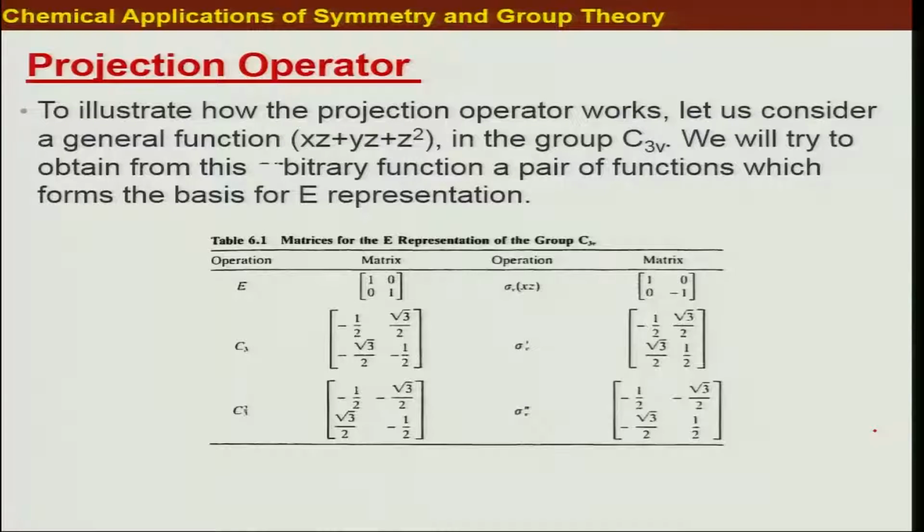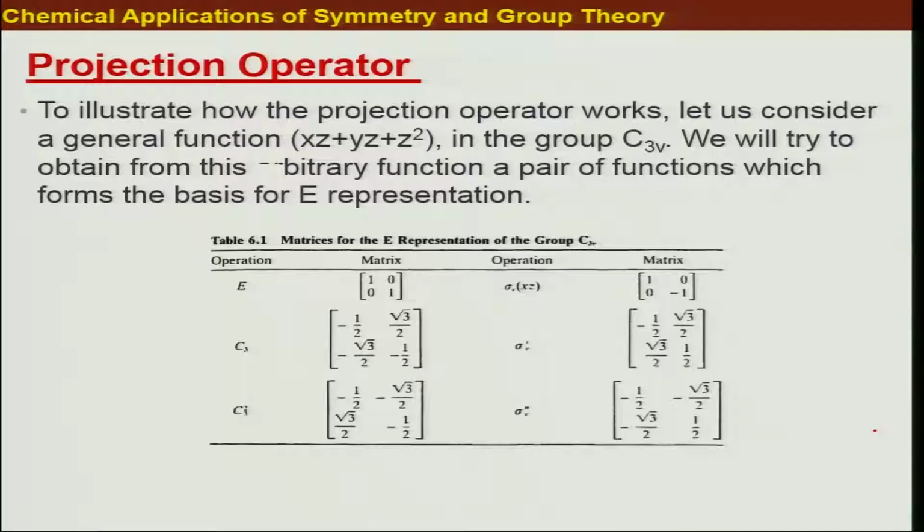Now, what we will try to do is, from this particular arbitrary function, we would like to get a pair of functions which will form the basis for the irreducible representation E, that is the two-dimensional irreducible representation that the C3V point group has.